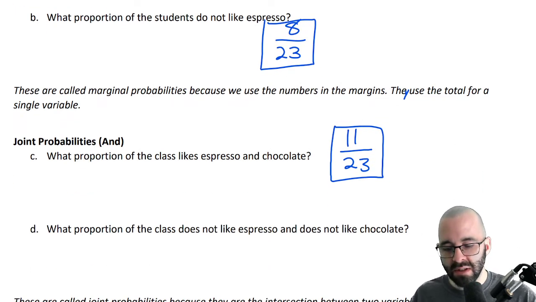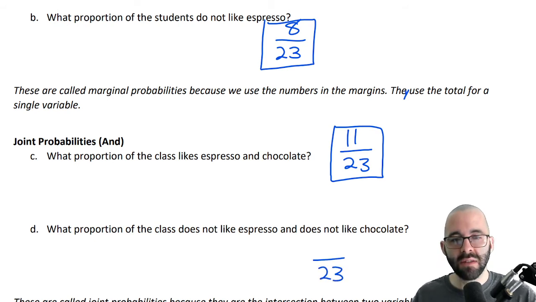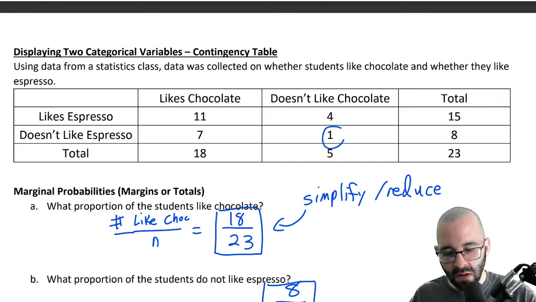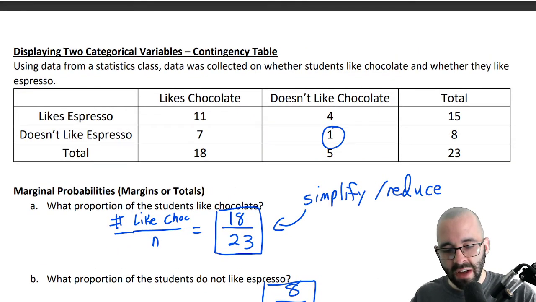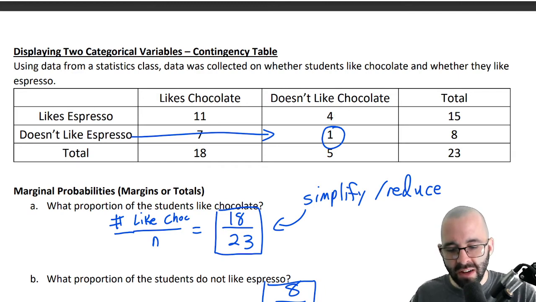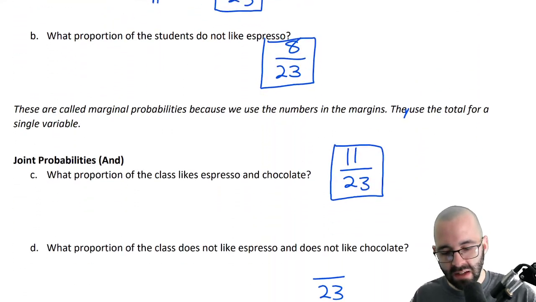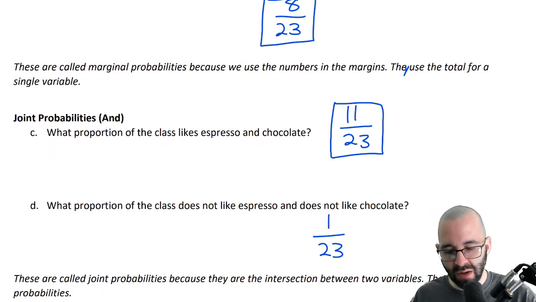What proportion of the class does not like espresso and does not like chocolate? So up here, it was the people that liked both. And down here, it's going to be the people that liked neither. And again, we're still talking about out of the whole class. So how many people don't like either? This is the value for doesn't like chocolate and doesn't like espresso. This is the overlap there. There's only one student that doesn't like either in this class. Okay? It's only going to be 1 out of 23 right here.